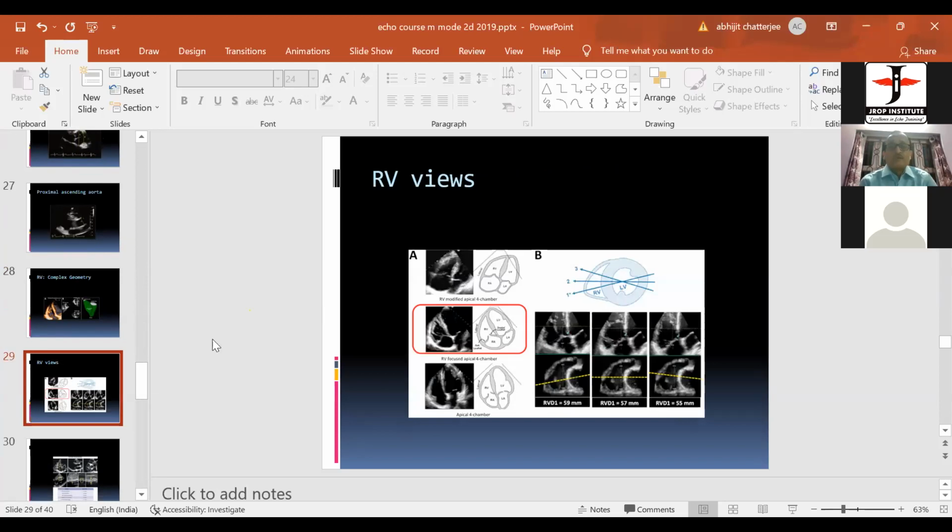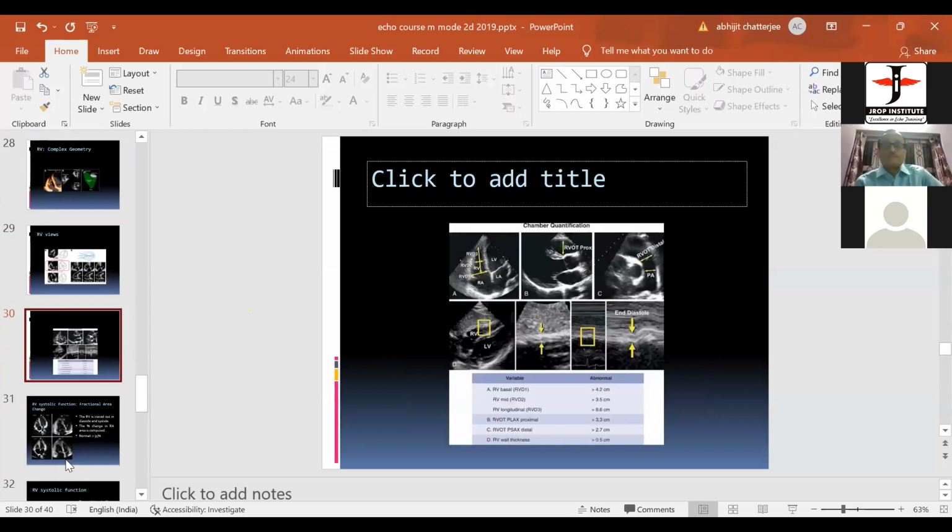Okay, I'll do that. If you want to take measurements of the right side chambers, look at the lower panel. This is the standard apical 4-chamber view. And if you angulate the transducer towards the sternum, you get an RV focus view. This is the RV focus view. And once you have got the RV focus view, now see what I'm doing.